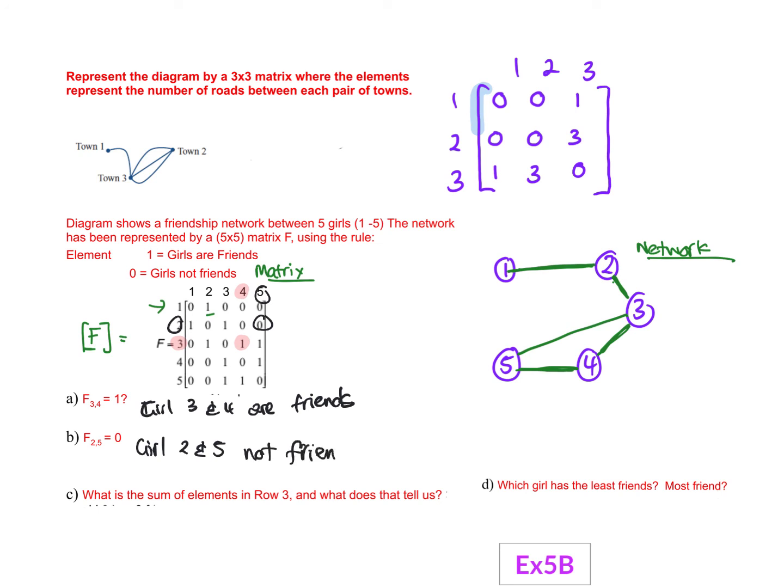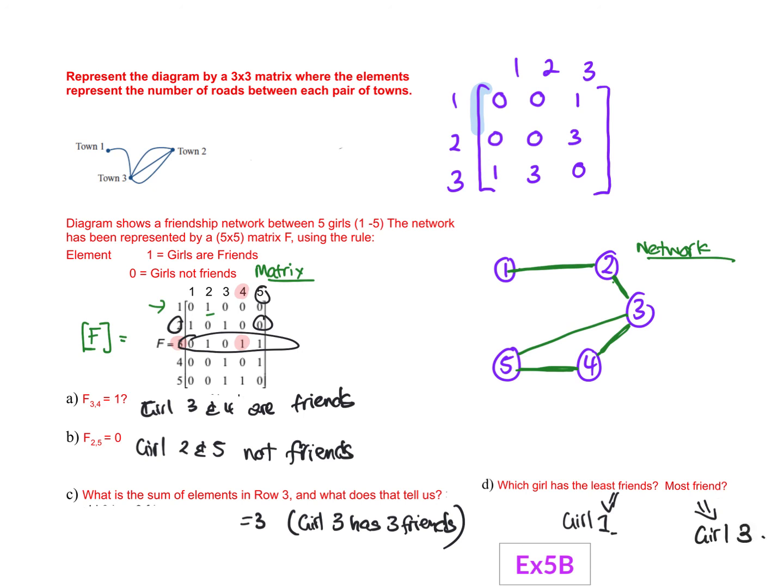Okay, so looking at the sum of the elements in row 3, if we add all of them up, that equals 3. And what does that tell us? Good. Girl 3 has 3 friends. Okay. And what about the last bit? Which girl has the least amount of friends? Who's got the lowest? 1. Girl 1. And who's got the most? Girl 3? Yeah. Okay. All right.